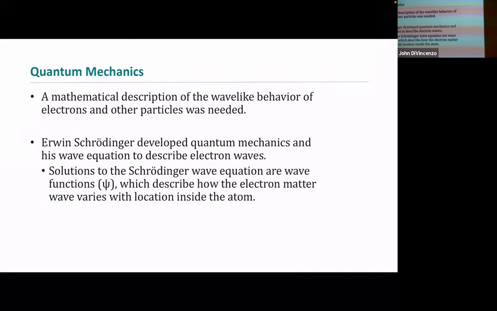The solutions to the Schrödinger wave equations are wave functions, that's just a symbol we use, psi, which describe how the electron matter wave varies with location inside the atom. So he developed all this math, and the solutions to this math tell you basically statistical probabilities of where the electron is. Okay.